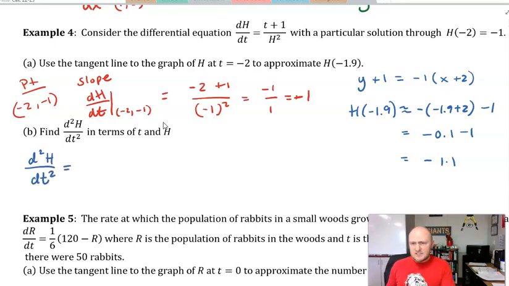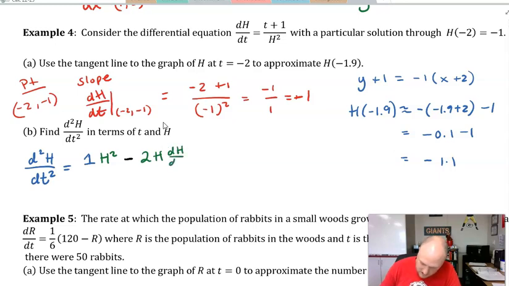d squared h over dt squared. So derivative of the top is going to be 1. We're taking it with respect to t. So 1 times the bottom, h squared, minus derivative of the bottom, 2h dh dt. All right. Took the derivative, 2h times the derivative of h, dh dt, times the top, t plus 1, all over the denominator squared, h squared squared.